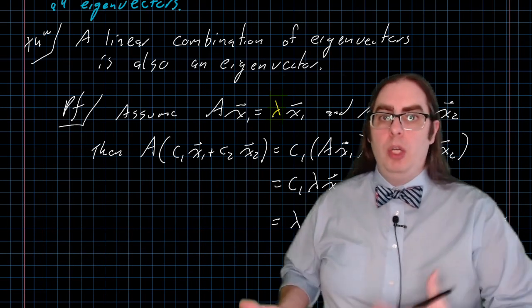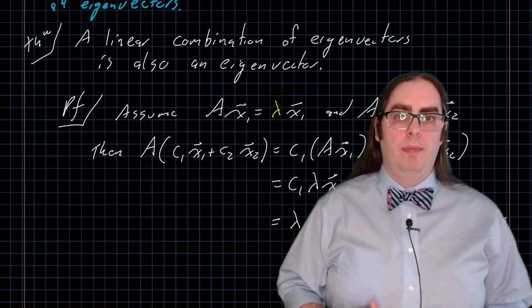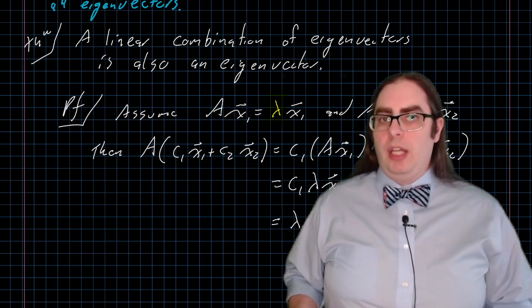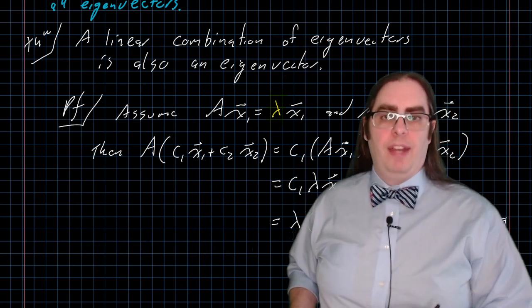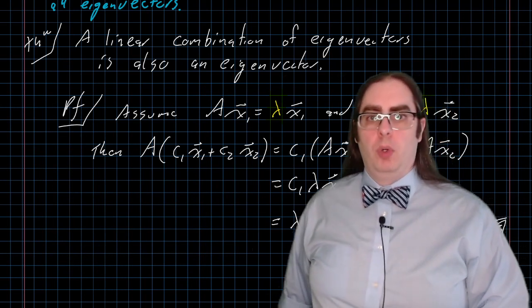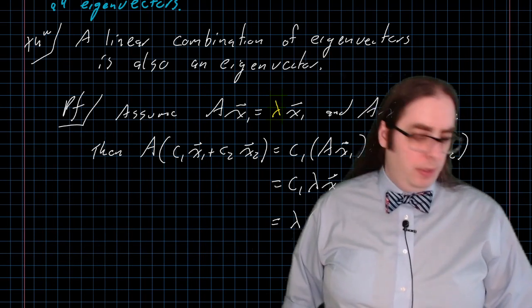All right, so if we know the eigenvectors, finding the eigenvalues is fairly straightforward. If we want to go the other direction, if we know an eigenvalue, we can find an eigenvector, but that's a little bit more involved. Still doable, just a little bit more involved.